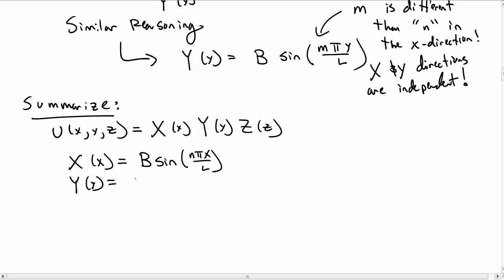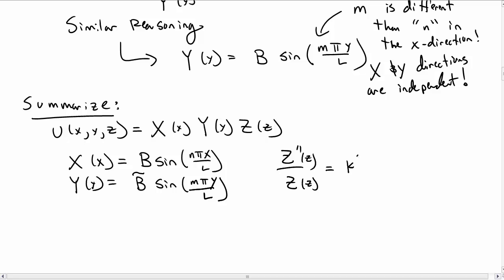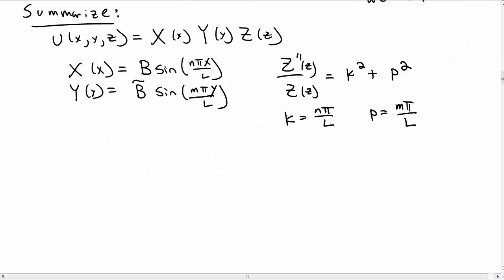Capital Y was some other constant b, let's call it b twiddle, sine of m pi y over L. And the z equation is z double prime over z is now equal to k squared plus p squared, where k is, as we found, n pi over L, and p is similarly something like m pi over L, just following the same reasoning.